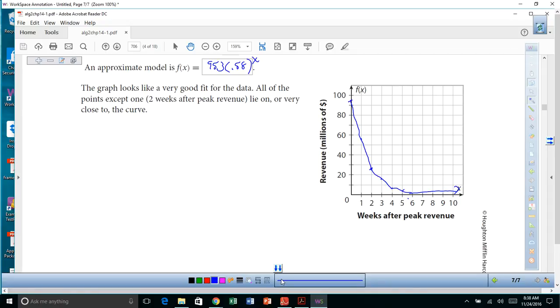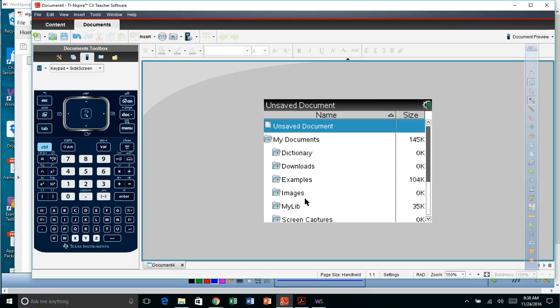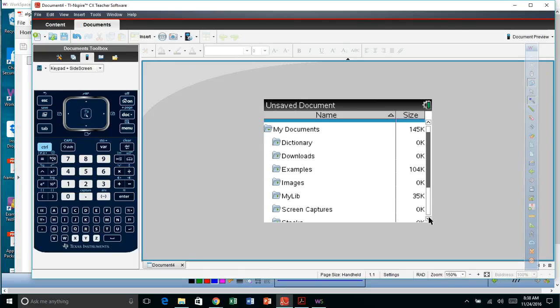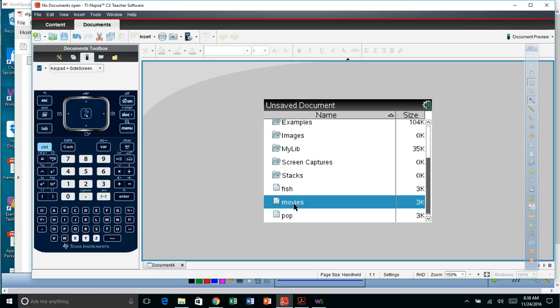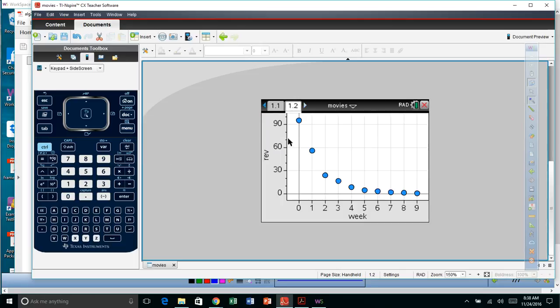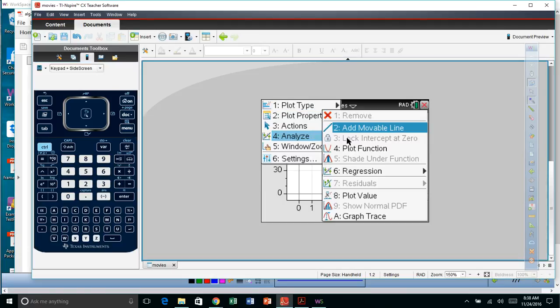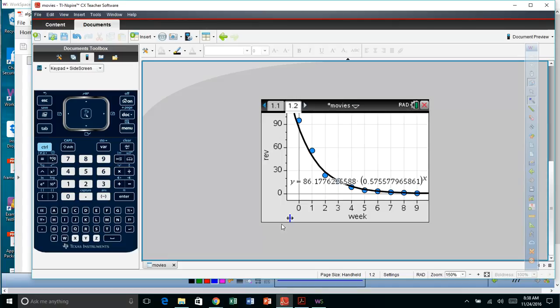Let's look at our calculator. This is movies, so let's go to our calculator and my documents. I went ahead and put it in. Movies. So I went ahead and put it in just like you see in the table, and then I graphed it, and it looks like that there. And we're doing an exponential model, so menu 4, 6, 8 for exponential, and then it put it in.